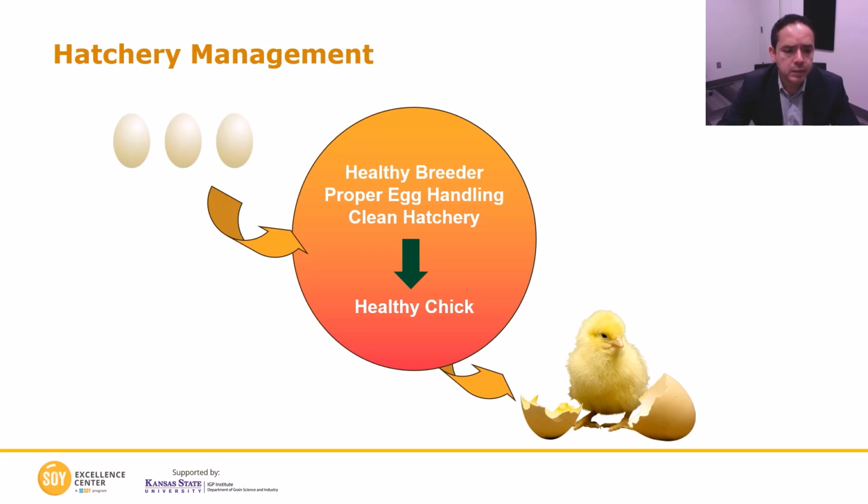Then once the eggs have been laid, it is important to do proper egg handling, and also it is important to have a clean hatchery. All these factors, the nutrition and the health of the breeder, the handling of the eggs, and the sanitation and cleaning of the hatchery are going to play a big role in chicks' health.